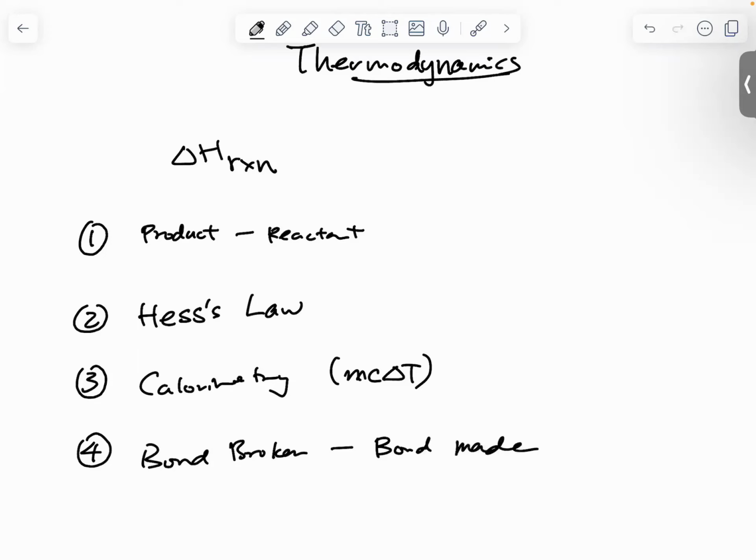All right, so they will give you a chart with all those bond energies, and you just assume that all the bonds are broken, and then you assume that all the bonds that are present in the products are all new bonds. We still have a little bit of equilibrium stuff to go over. Not much, but simple. All right, so that's delta H.